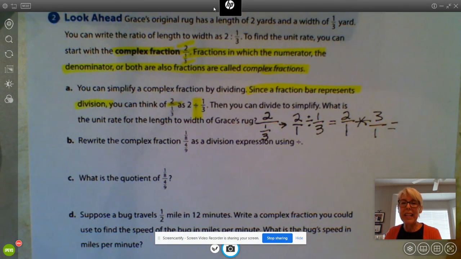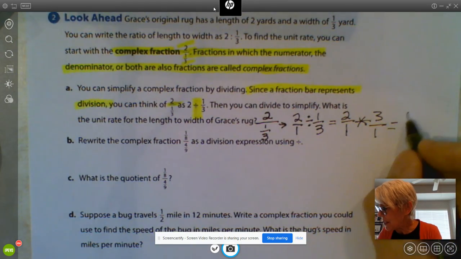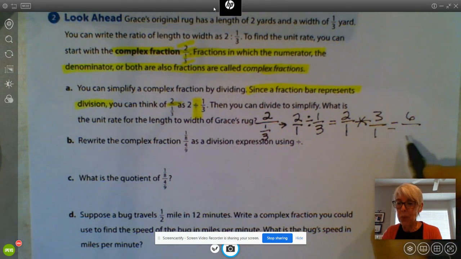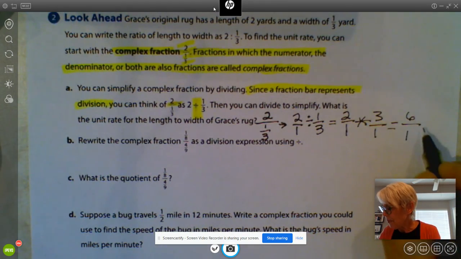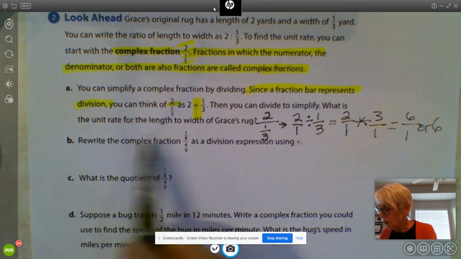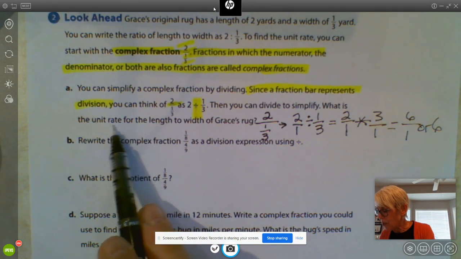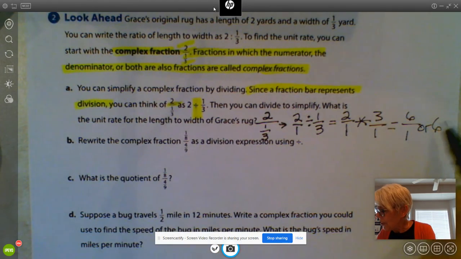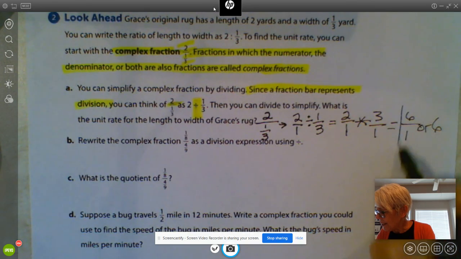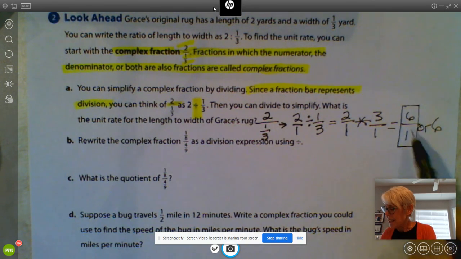Now I've got a very easy problem to solve. 2 times 3 equals 6. 1 times 1 equals 1. And that's the same as 6. So what was the unit rate for length to width? The unit rate is 6 to 1.